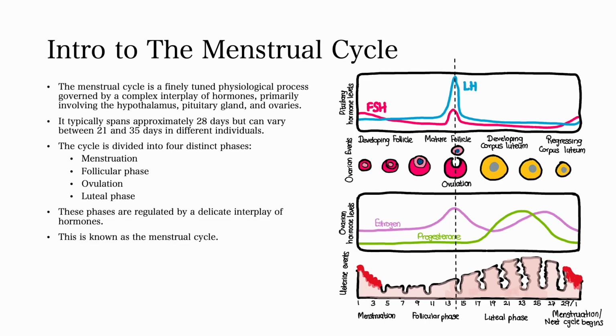Intro to the menstrual cycle. The menstrual cycle is a finely tuned physiological process governed by a complex interplay of hormones, primarily involving the hypothalamus, pituitary gland, and ovaries. It typically spans approximately 28 days, but it can vary between 21 to 35 days in different individuals. The cycle is divided into 4 distinct phases: menstruation, follicular phase, ovulation, and luteal phase. These phases are regulated by a delicate interplay of hormones. This is known as the menstrual cycle.